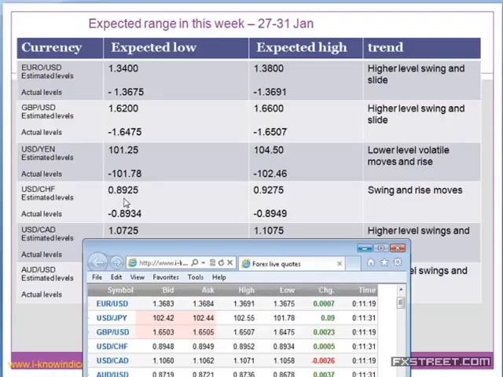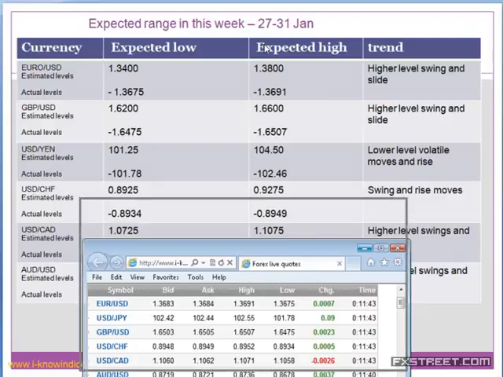Then in the case of USD CHF, 89.25 could be the low and 92.75 could be the high, the estimated low and high. So far they have shown 89.34 and 89.49, and the upside could be seen. Stripping and rise moves could be seen.